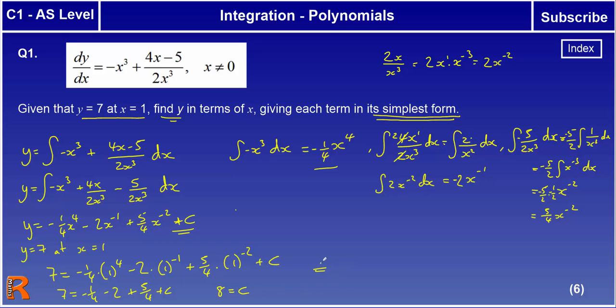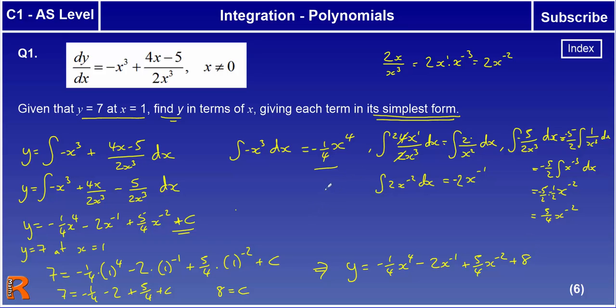So our final equation is y equals minus a quarter x to the 4 minus 2x to the minus 1 plus 5 over 4 x to the minus 2. I'm just taking this from over here, so that's the one we had before the c, and then we're just going to add on 8 onto the end because that's the constant term.